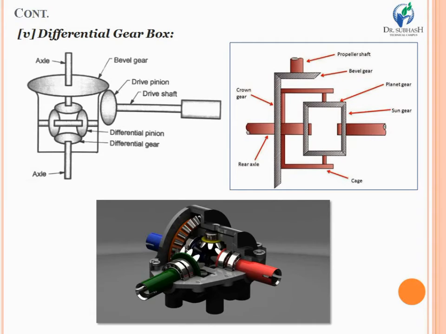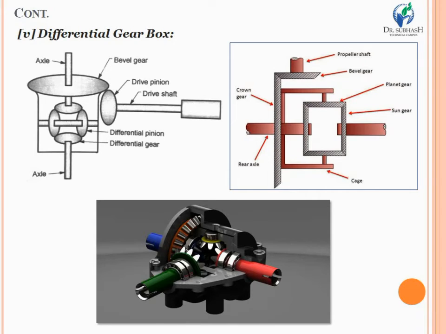Because whenever you are taking a turn, at that time the outer wheel has to cover a larger radius as compared to the inner wheel. It clearly means that the speed of the outer wheel, or the speed of the gear which connects the outer wheel axle, is required to be more as compared to the speed required for the inner wheels.